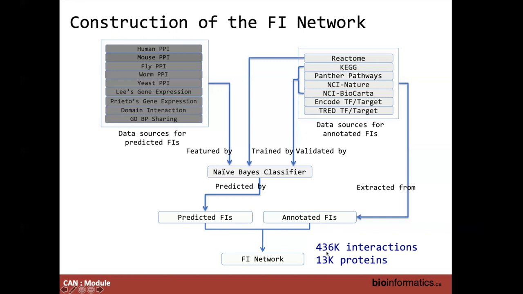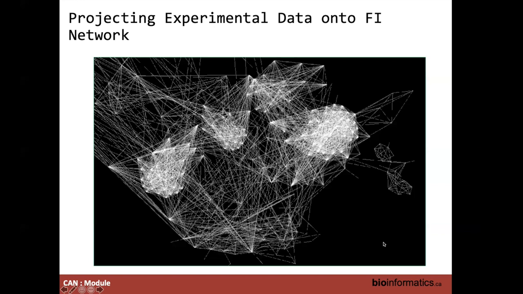And currently, we do this every year, we update the network. So currently we have about 13,000 proteins and just over 436,000 interactions. What I'm showing on this slide is how this visual demonstrates how your experimental data set is integrated into the Reactome FI network.